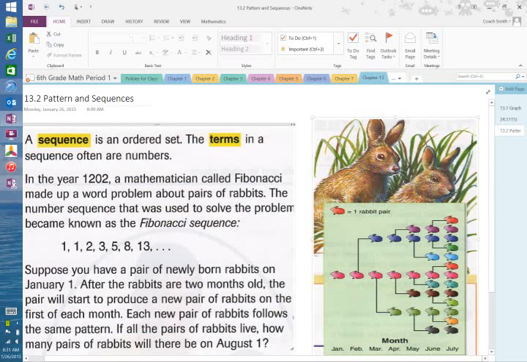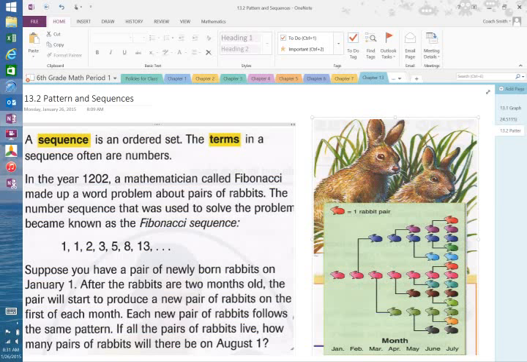Sequences. As it says there, a sequence is an ordered set. The terms in a sequence are often numbers. Most of the things we're going to deal with are numbers. Occasionally, I know in 7th grade and some on the achievement test, there'll be pictures. They'll do certain pictures with a pattern to them, and then they'll want you to establish what the next one is, or the next two, or the next three. Basically, what we're going to be looking at today is different types of patterns.